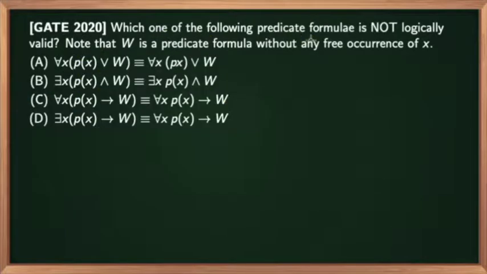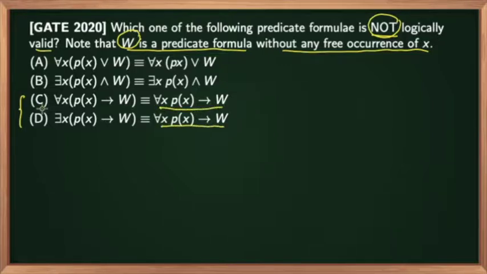Which one of the following predicate formulas is not logically valid? Note that W is a predicate formula without any free occurrence of x. That means W can be either true or false always, regardless of the value of x. Okay. Now we have to find out which one of the following is not logically valid. Right. Now if you see the choices C and D, the right hand side is the same, right, and the left hand side is different, so I assume that one of these should be false. Okay, so let's try the choice D.